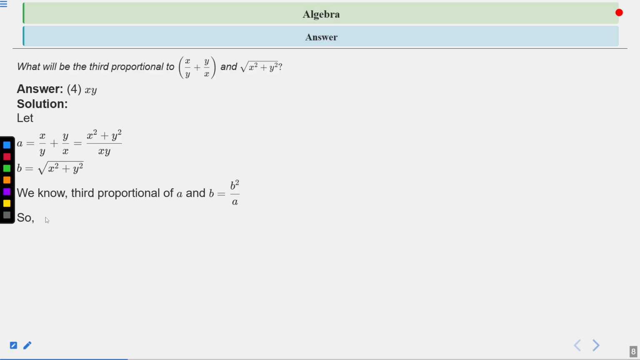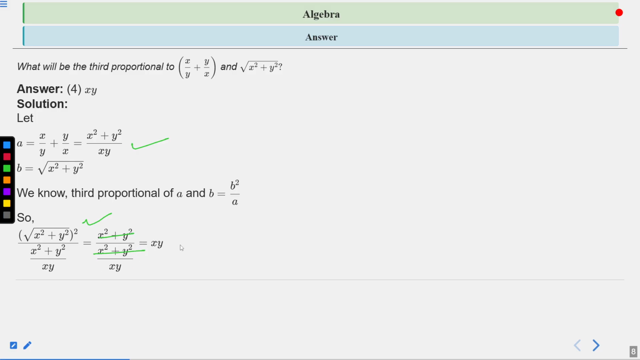So just put the value. We get under root x square plus y square whole square upon a. a will become x square plus y square upon xy. Putting the value in the denominator, x square plus y square upon xy. Now when we simplify it, we get x square plus y square upon x square plus y square upon xy. This will cancel out x square plus y square and x square plus y square, so only xy will remain.